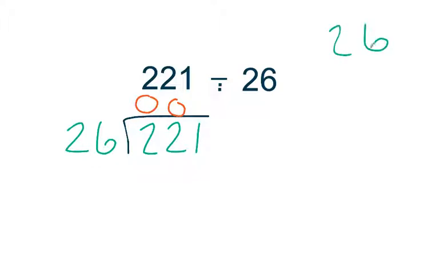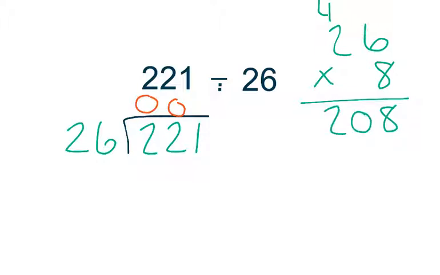So I'm going to do 26 multiplied by 8. 8 times 6 is 48. 8 times 2 is 16. 16 plus 4 is 20. That's 208. And if I were to add 26 more, it would be too much. So I know that it is 8 times, and 8 multiplied by 26 is 208. Subtract those numbers, and I'm left with 13.